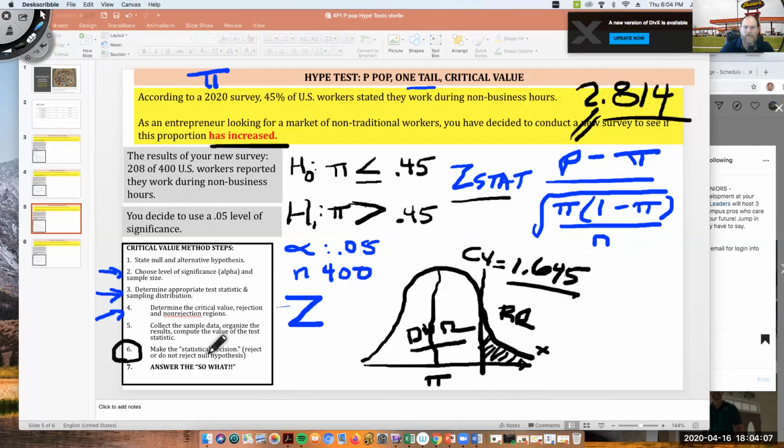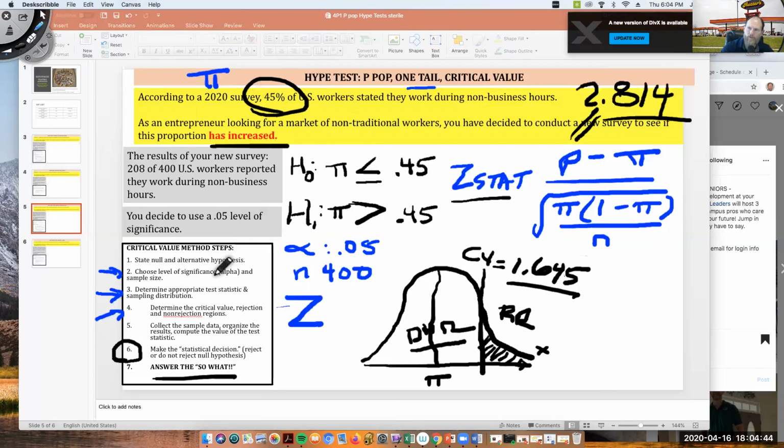Okay. And again, the answer to the so what now, as opposed to our two-tail, is we can say, hey, that population proportion is probably a lot greater than 45%. And there's a hefty market there that I want to go target, get these people recruited, get them in the jobs, and so on and so forth.